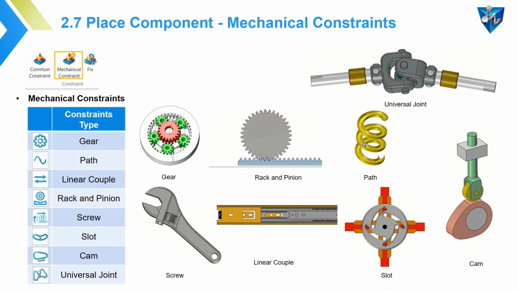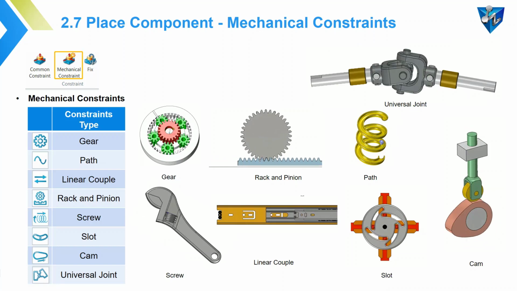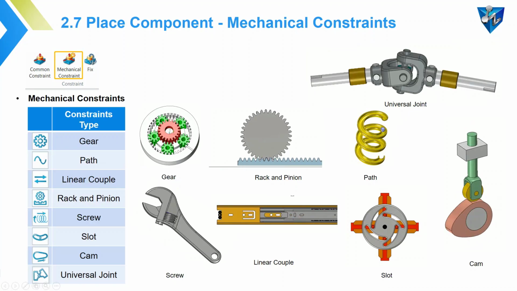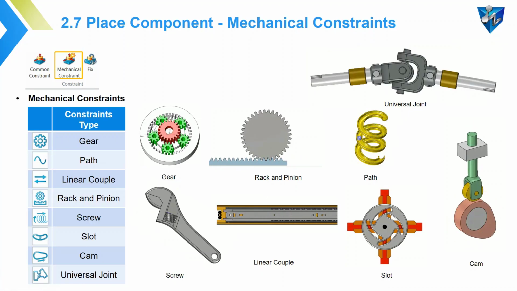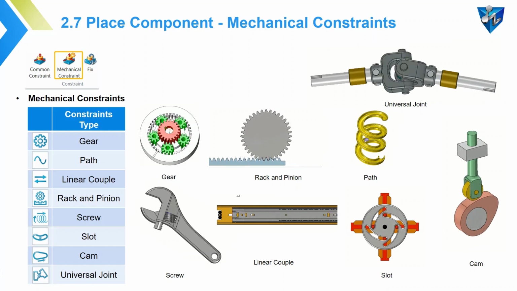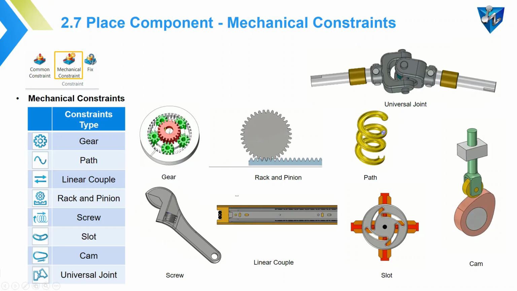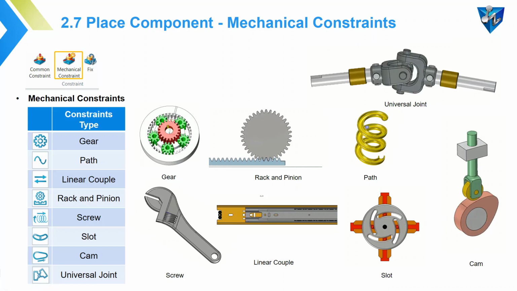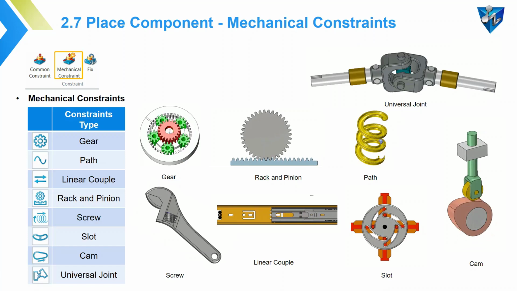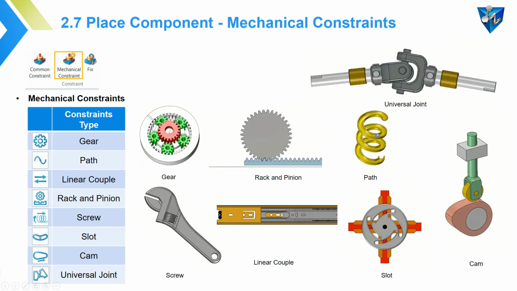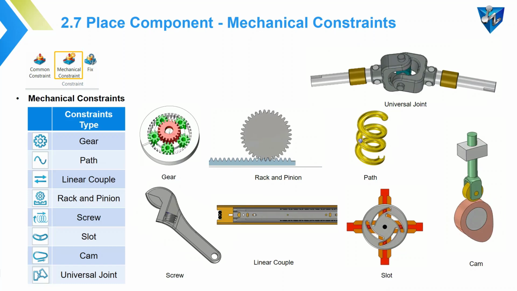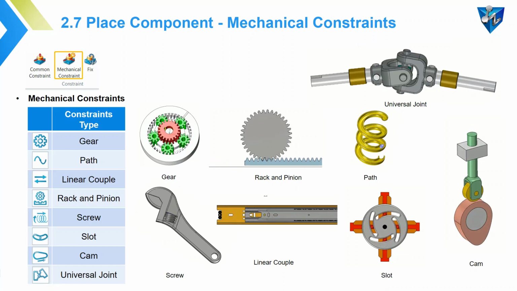The second one is path. Use it to force the selected points of the component to the path. The next one is linear couple. Use it to establish relations between the translation of one component and another. And the next one is rack and pinion, which means linear translation of one component, which is the rack, causes rotation of another component, which is the gear, and vice versa.